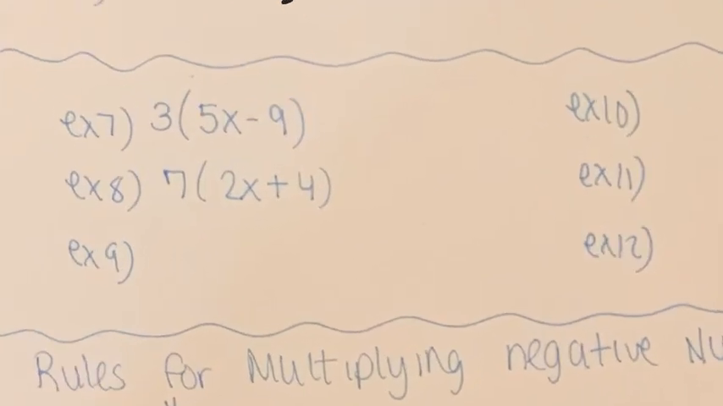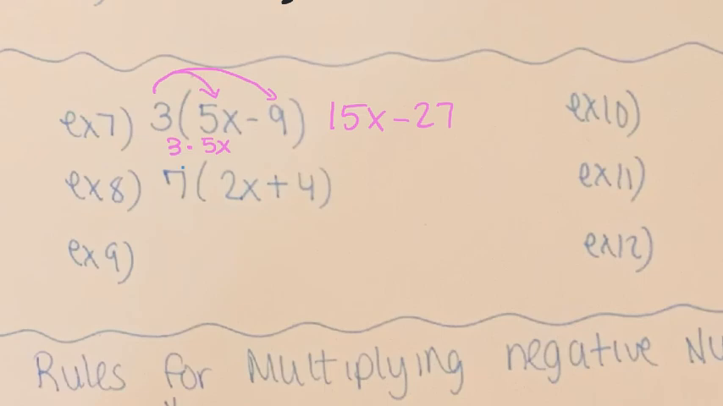Now I have a number in front of the variable. So when I do 3 times the first thing, I've got to do 3 times 5x. So the 3 and the 5 get multiplied to make 15, and the x is still smushed. Then I'm going to do 3 times negative 9, which is negative 27. Okay, write that down.